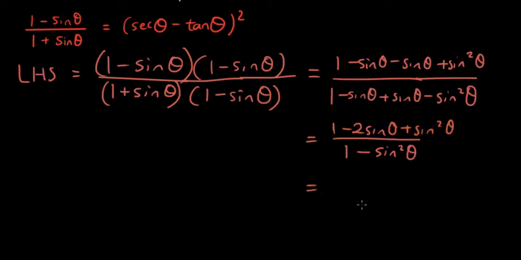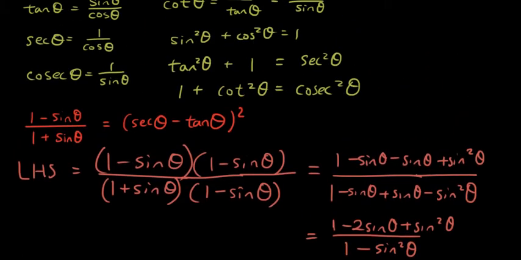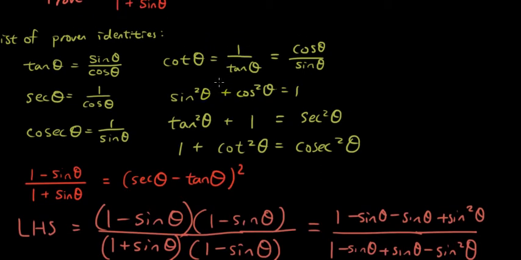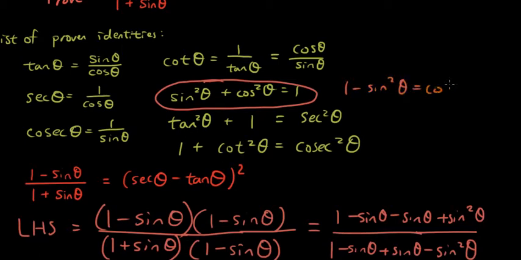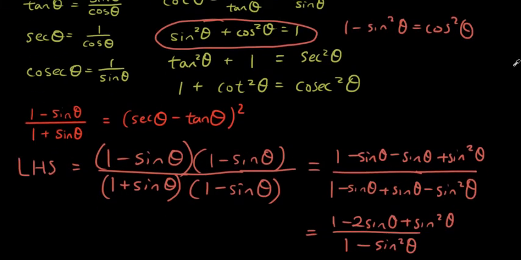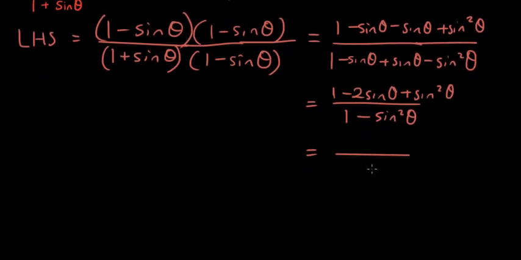And now look what has happened to the denominator. 1 minus sine square theta is equal to cos square theta using this identity. Right, 1 minus sine square theta equals cos square theta. So I can now rewrite this as cos square theta on the bottom and the top is 1 minus 2 sine theta plus sine square theta.